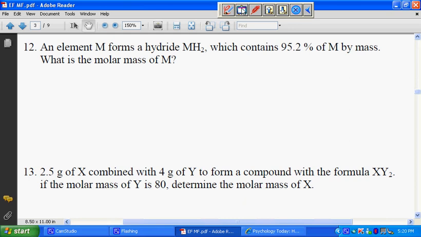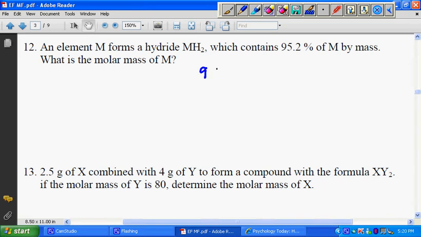Now let's look at question 12. An element M forms a hydride MH2 which contains 95.2% of M by mass. What is the molar mass of M? Now what we need to do is we assume 100 gram of the compound, the compound of MH2.